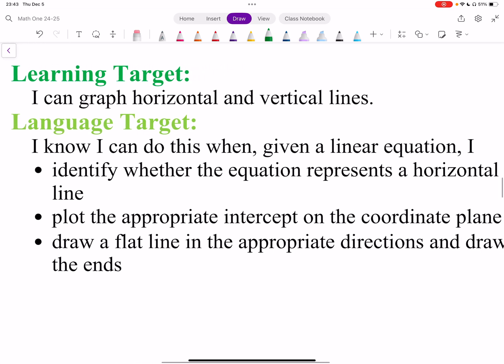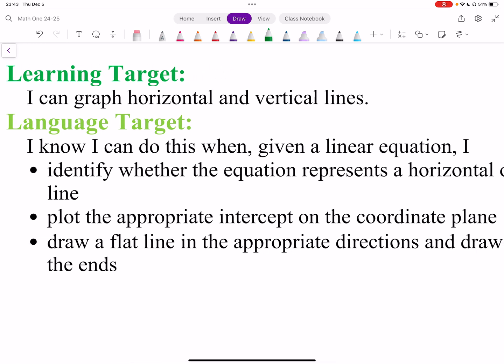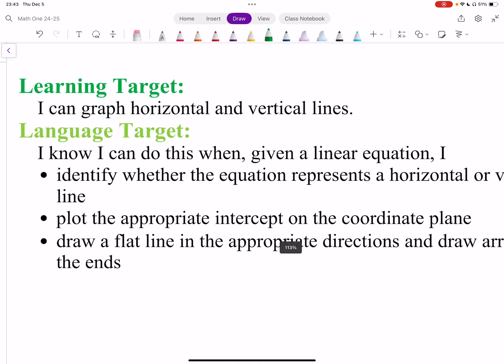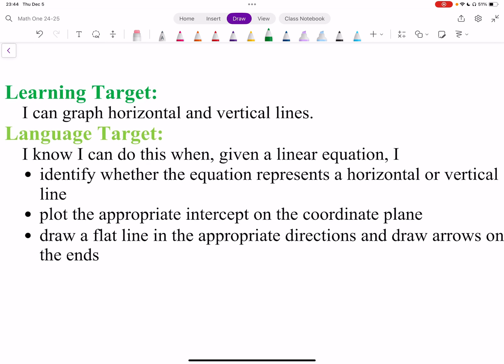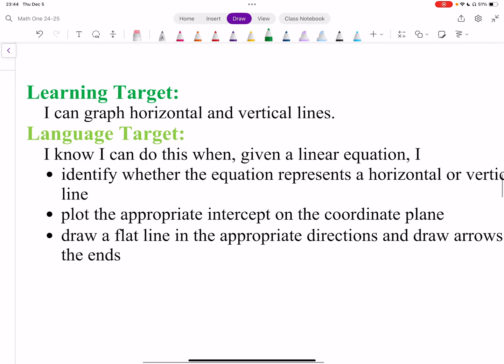The language target says, I know I can do this when, given a linear equation, I identify whether the equation represents a horizontal or vertical line, plot the appropriate intercept on the coordinate plane, and then draw a flat line in the appropriate directions and draw arrows on the ends of the line.